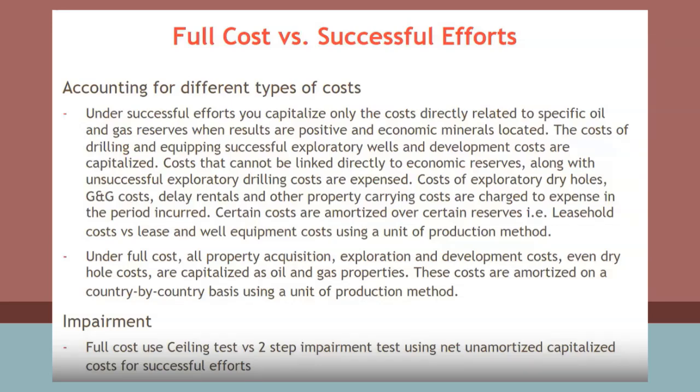So again, I'm not going to get into that in great detail. There's a whole section that goes into that in more detail. Under impairment, those models are different between the two methods too. Full cost uses what they call a ceiling test, which uses historical pricing, versus successful efforts, which uses a two-step impairment test using forward-looking pricing. But again, that'll be looked at in more detail in a subsequent presentation.